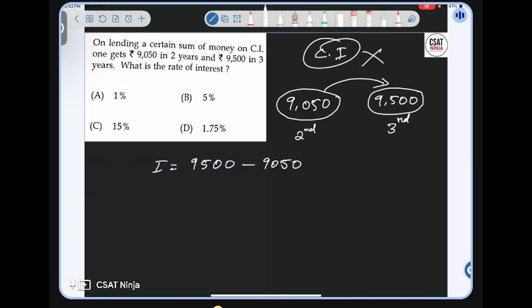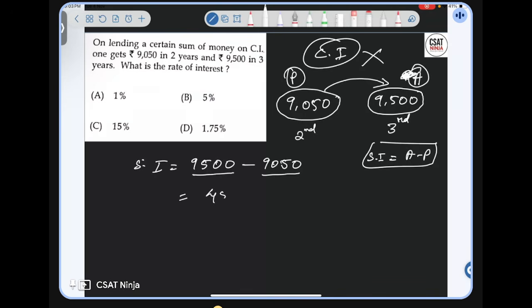If you remember the simple interest formula, simple interest is amount minus principal. This is amount. Amount means how much money you are getting back along with the money that you have given out. And this one is the principal. How much money you give out to someone, that is called principal. So this is the total amount you're getting back, and this is the amount that you have given out. That means there is an interest of 450 rupees. Simple interest is 450 rupees.